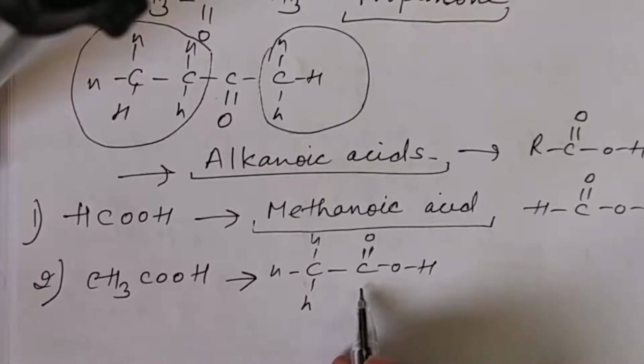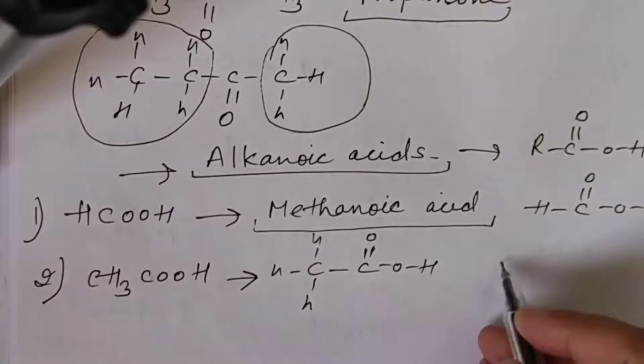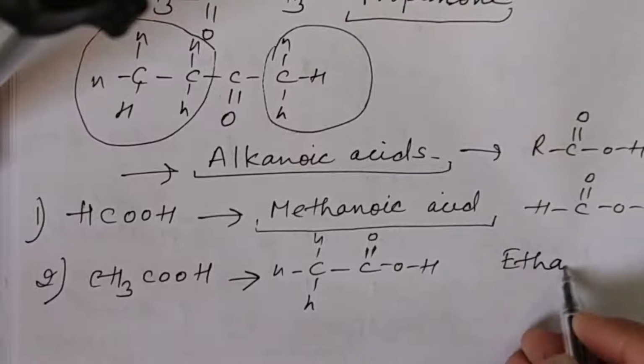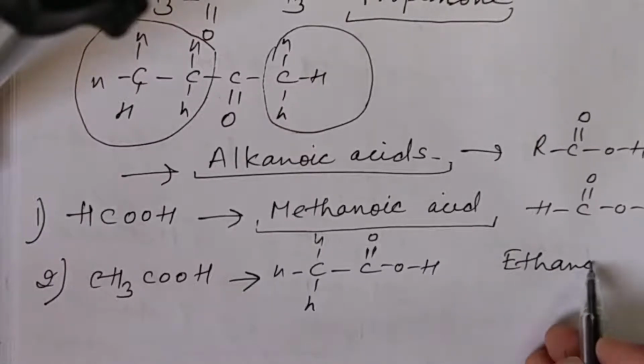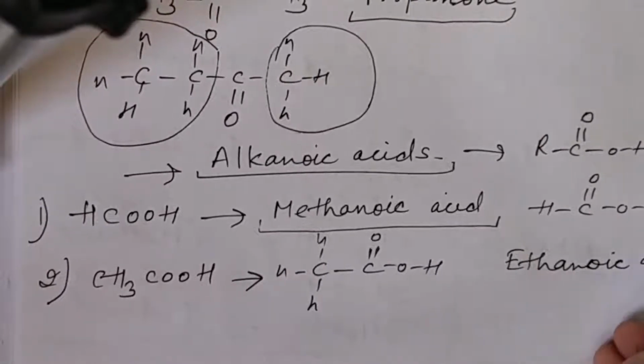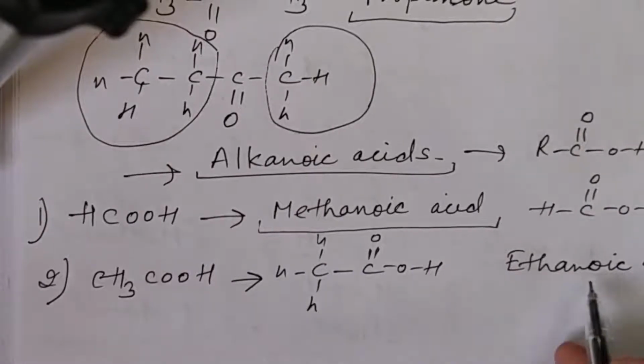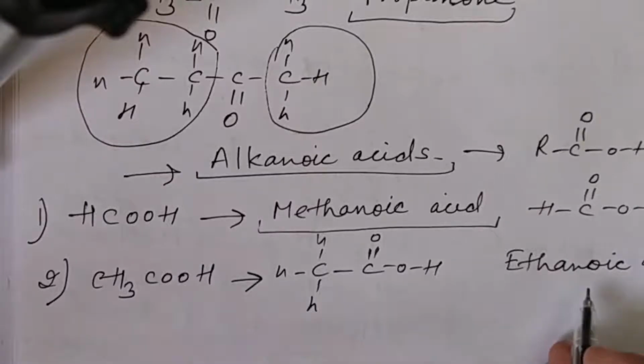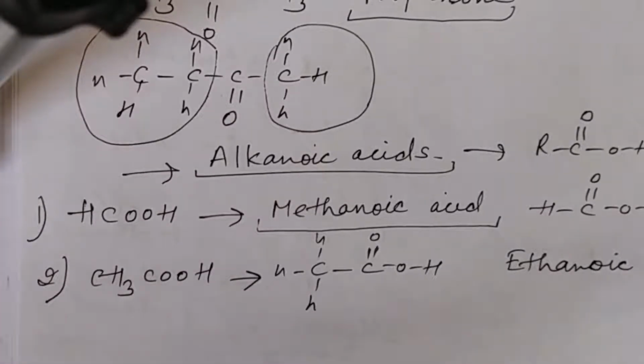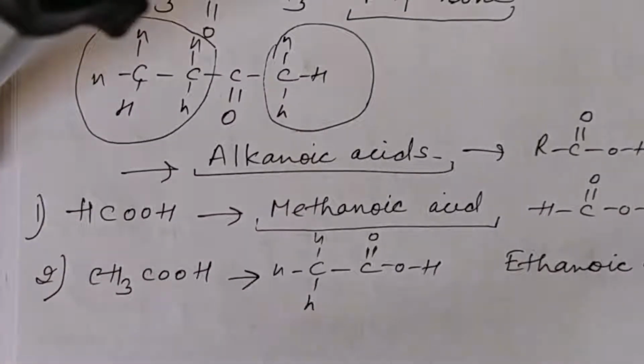So it will be like ethane. Drop the letter E here and add oic acid, because E and O, both the vowels, can't go together. So drop the vowel E, and here we are getting the second member of alkanoic acids.